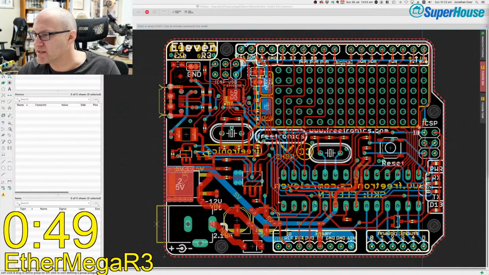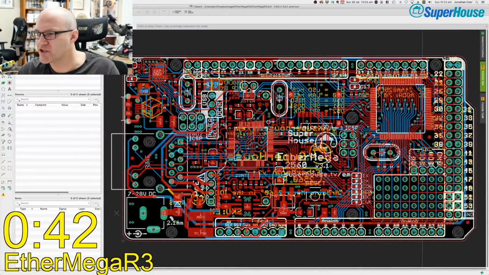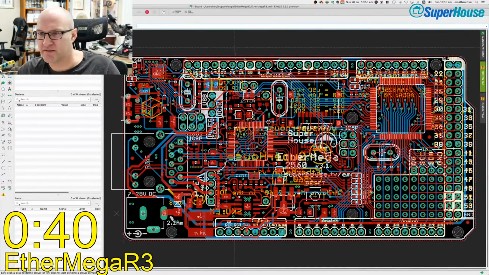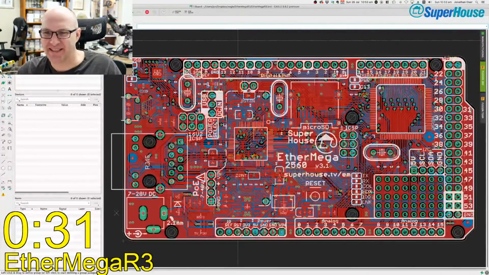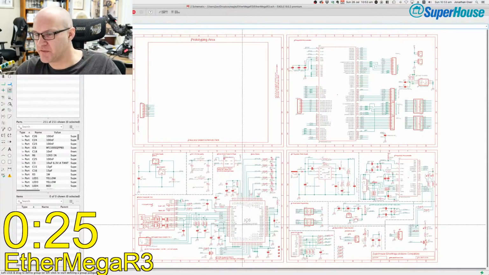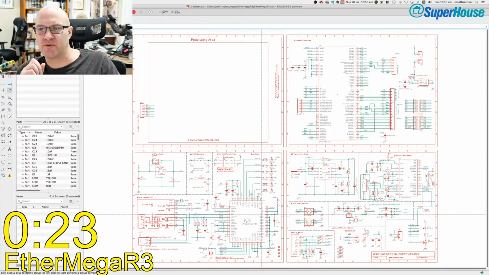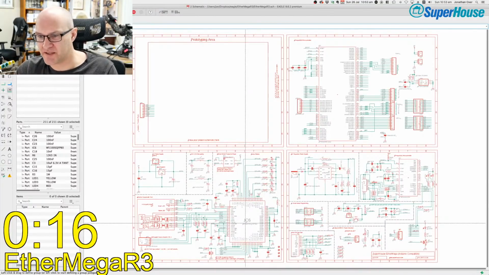EtherMega R3 is the EtherMega, which is an Arduino Mega style board, which has the, come on, it's basically an Arduino Mega with Ethernet. I don't know what else I can say about this. This is the current version, which has got the WIZnet W5100. After I get the Ether Uno all sorted, I'm probably going to also do an updated version of the EtherMega, which will have the updated Ethernet interface on it.